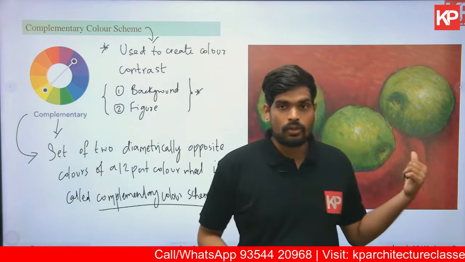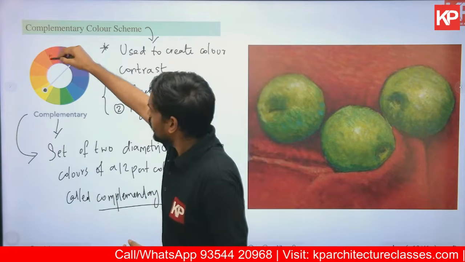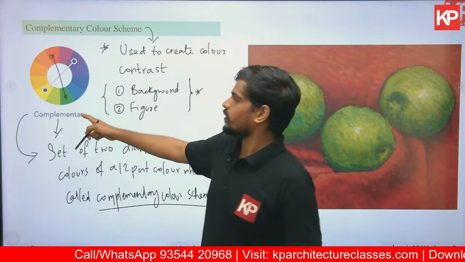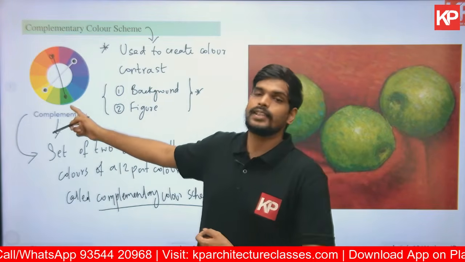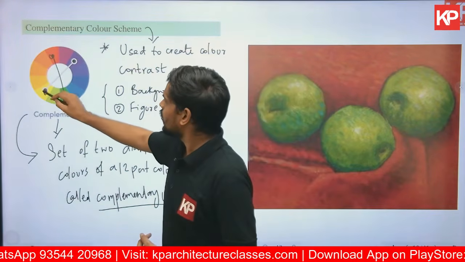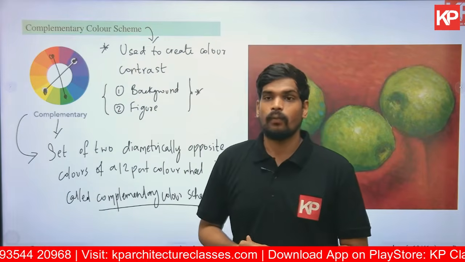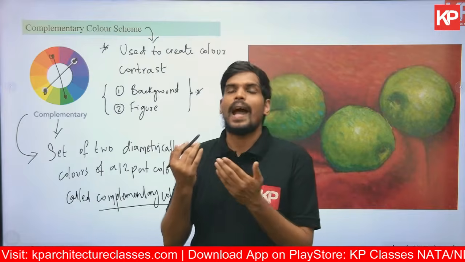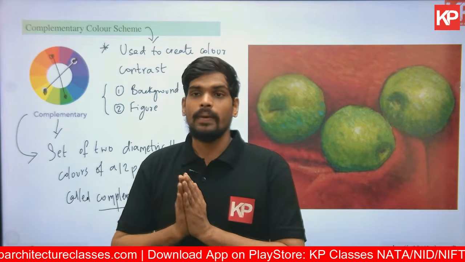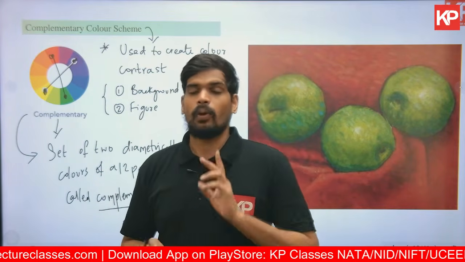One example I already showed you, red and green. So red and green are opposite to each other, so they're diametrically opposite to each other. That is a set of complementary colors. One other complementary set is marked over here, yellow. The diametrically opposite one, that is violet. Yellow and violet can also be a complementary color scheme. So any two diametrically opposite colors will form a complementary color scheme. That is point number one.